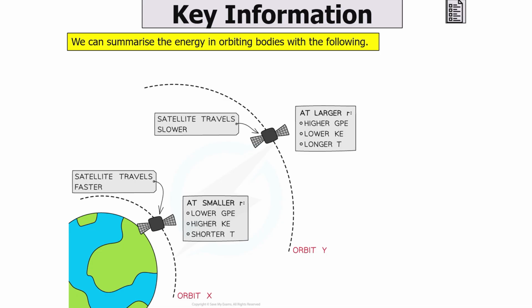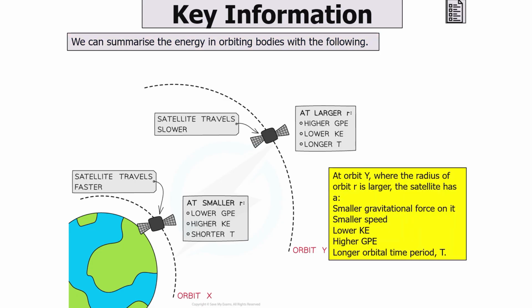When a satellite is closer to the planet, at the smaller r, there's a lower gravitational potential energy, a higher kinetic energy, and therefore a shorter time period to travel faster. And a satellite which is further away, at orbit y, where the radius r is larger, has a smaller gravitational force acting on it, a smaller speed, a lower kinetic energy, a higher gravitational potential energy, and a longer orbital time period T.